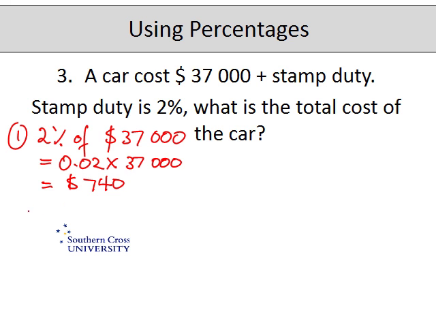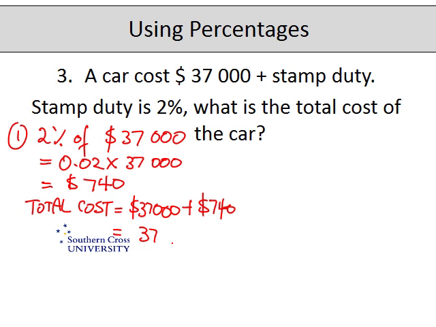So that makes our total cost $37,000 for the car, plus $740 for the stamp duty, which is $37,740.